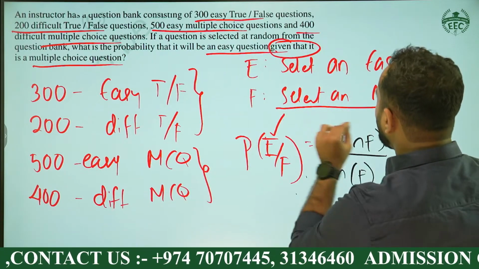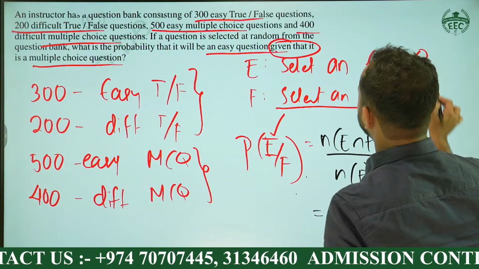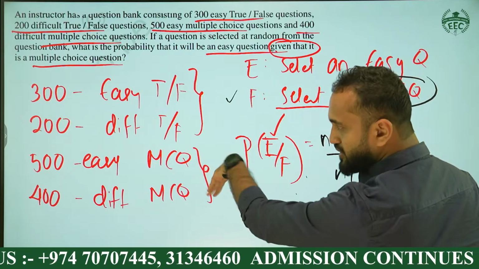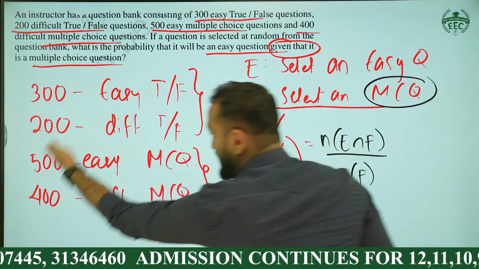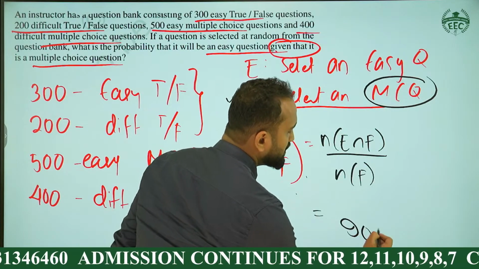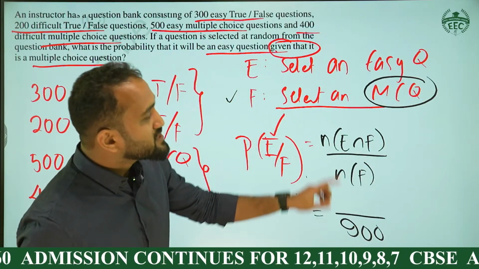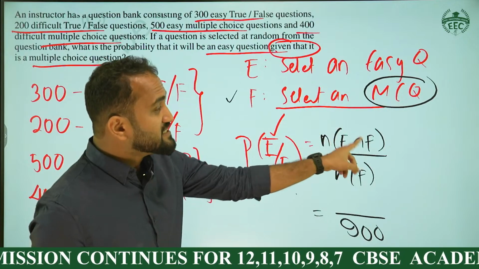People, tell me the number of elements favorable to this event F. How many MCQs are there? They are not mentioning easy or difficult. I need the total count of MCQs. What is that? 900. So the denominator will be 900. Now, what is the numerator? N of E intersection F.